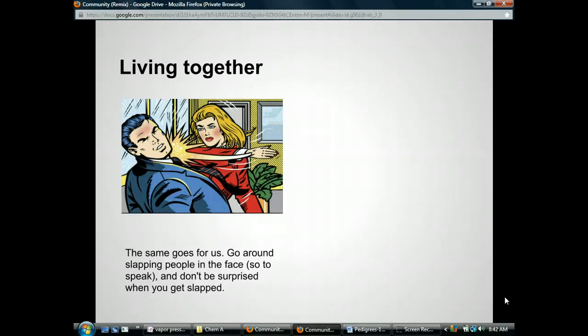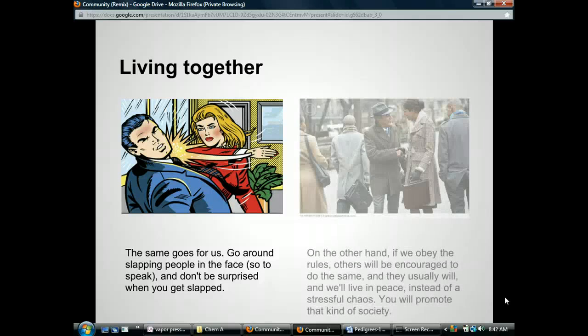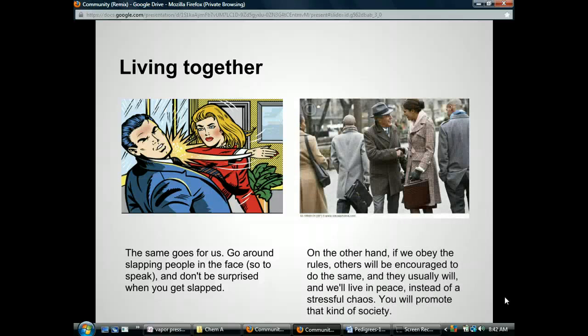Same goes for us. Go around slapping people in the face, so to speak, and don't be surprised when you get slapped. On the other hand, if we obey the rules, others will be encouraged to do the same, and they usually will, and we'll live in peace instead of stressful chaos, and you'll promote that kind of peaceful, cooperative society.